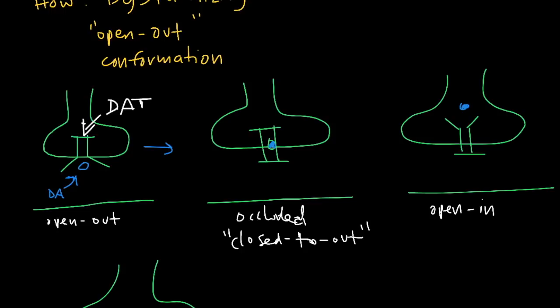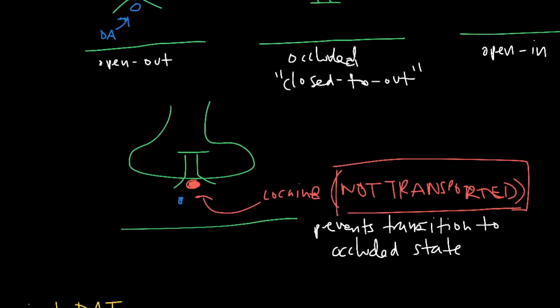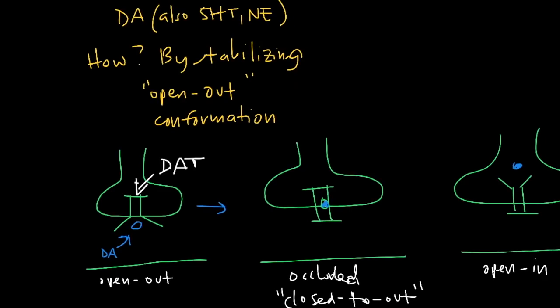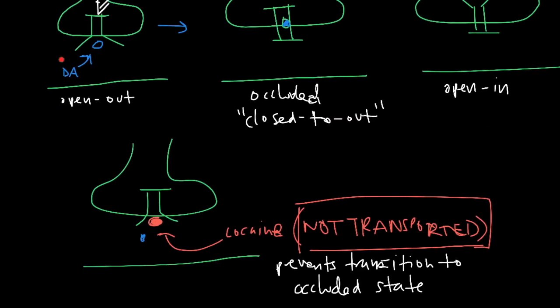So cocaine works to block dopamine from being reuptaken by binding to the dopamine transporter at the open-out state. As I said here, it stabilizes or binds to the open-out conformation. So this is the open-out conformation, and it looks just like this. Cocaine binds to the open-out conformation and blocks dopamine from being reuptaken into the neuron.